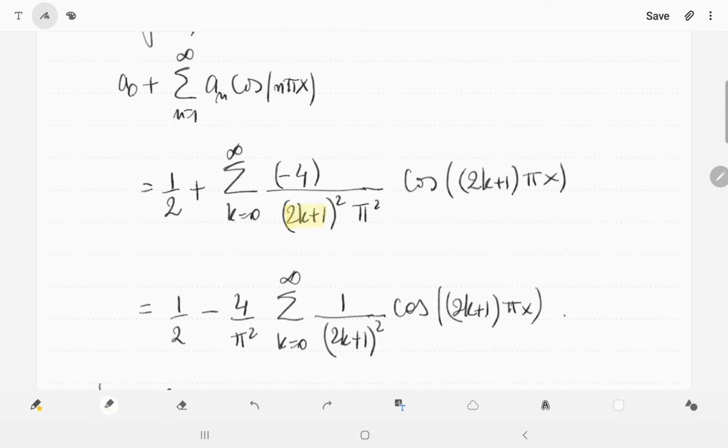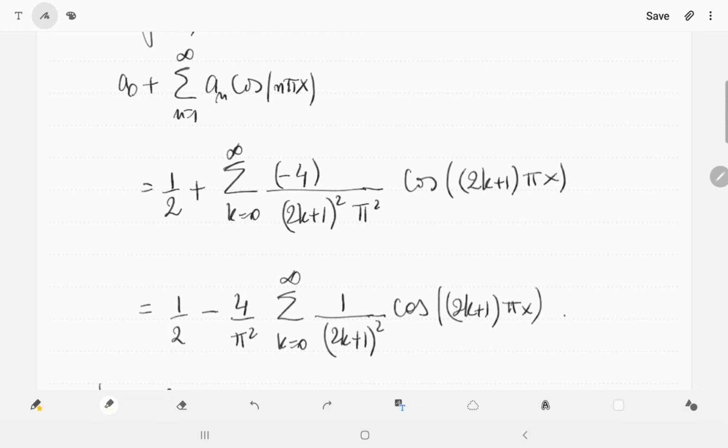We consider 2k plus 1, for k from 0 to infinity, and these are only taking the values 1, 3, 5, 7, and so on and so on. When k is 0, this is equal to 1. When k is 1, this is equal to 3, and so on and so on. This is a nice way to write that this coefficient is 0 for even values of n, and this number for odd values of n.